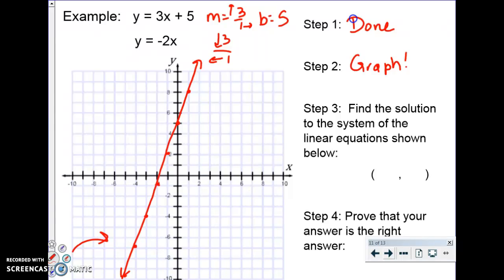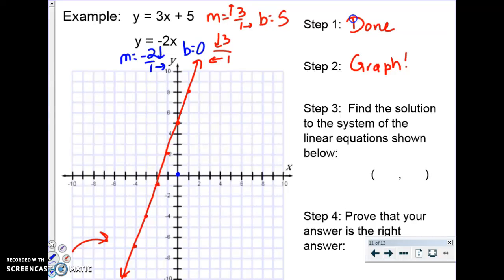And then we're going to go ahead and graph the second line. So on this one, my m is negative 2 over 1 because that's the number on my x, the coefficient of x. That's a negative slope, so my line should be decreasing. So I'm going to put an arrow there to remind myself I've got to go down 2. And there's no number for b, so that means b is 0. So I'm going to put a point on 0, 0.